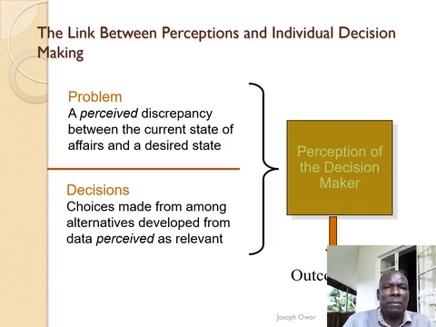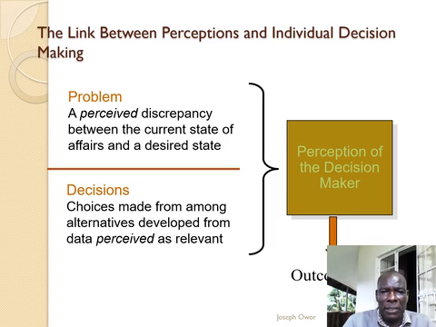So now we're coming to the last part of our presentation, the link between perceptions and individual decision making. So decision making starts with a problem. And a problem is a discrepancy between the current state of affairs and the desired state. So if you have a problem, what do you do? You need to solve that problem, and therefore a decision is necessary.